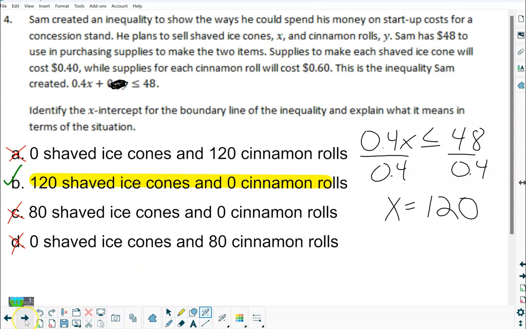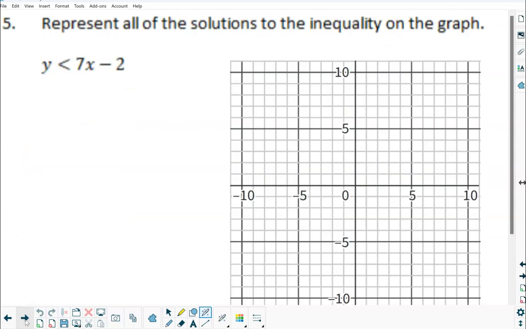Alright, so let's take a look at number 5. It says here, represent all the solutions to the inequality on the graph. Okay, so all we've got to do is take a look at this inequality right here and just graph it and shade in the right area. Okay, so I've got y is less than 7x minus 2.